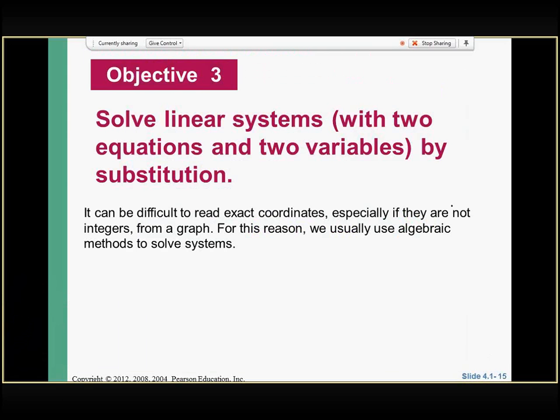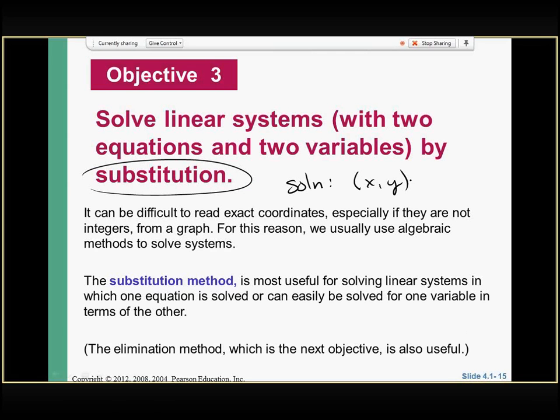Okay, now we're going to get into objective 3. Objective 3 is going to solve the system again by what's called substitution. You're still going to get a solution as a point, but you're going to do it with algebra. Okay, and then the next one we're going to do is elimination. Then you're going to get a solution, x, y, by elimination. So substitution is very used when one equation can be solved easily for another variable.